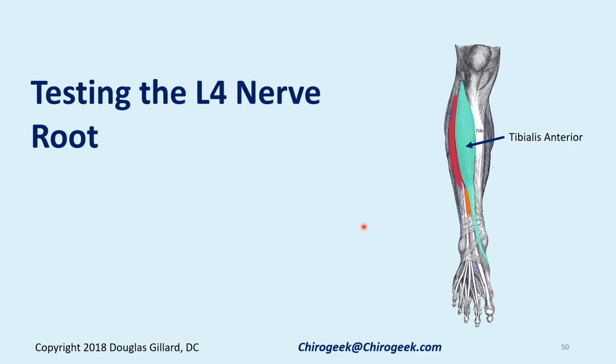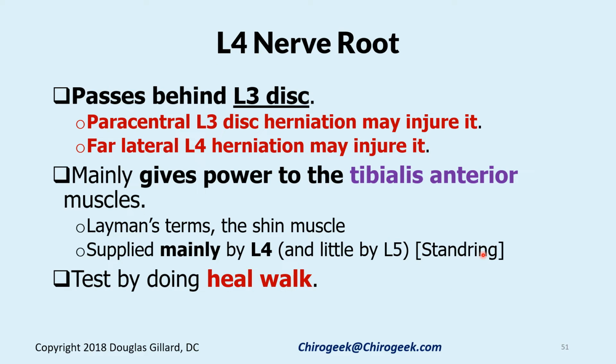L4, so that's the tibialis anterior muscle right here. It wraps around the back side of the foot here, and this is a dorsiflexor. This cocks your foot. It allows you to walk on your heels. The L4 nerve root passes behind the disc above, the L3 disc. So again, a paracentral herniation of L3 can compress it. A far lateral herniation at L4 can compress it. Both of these can injure it.